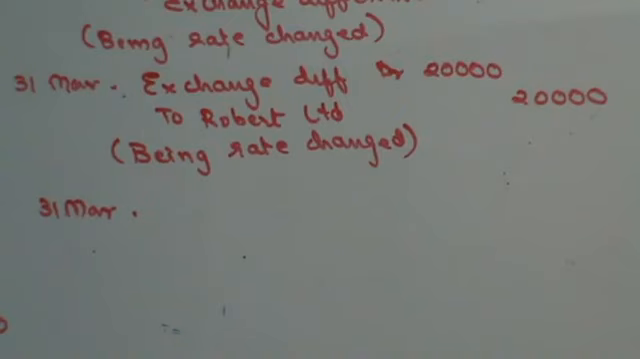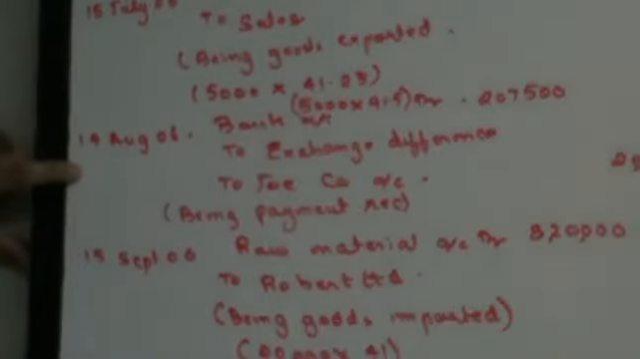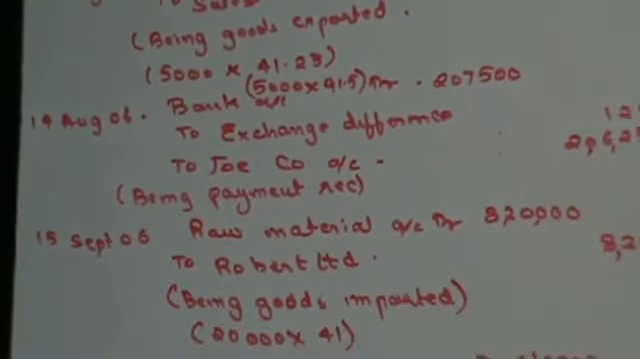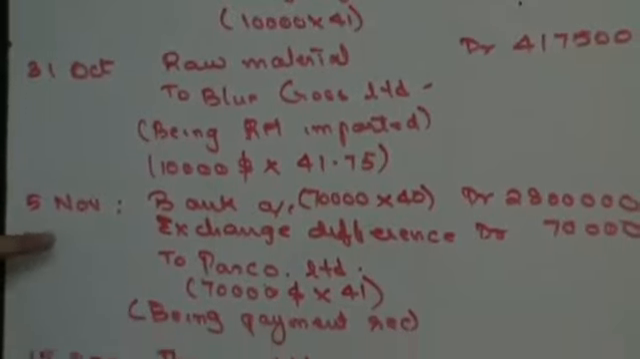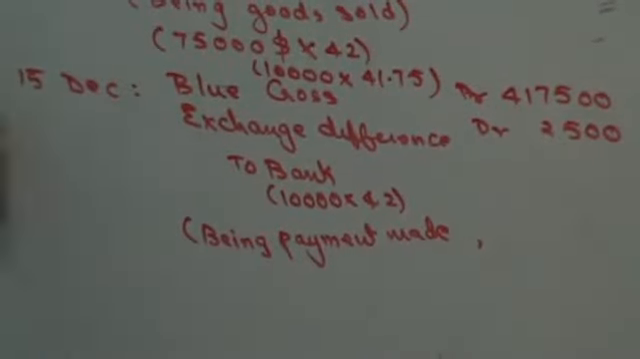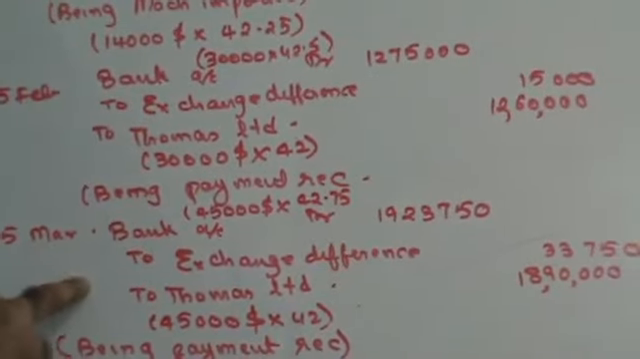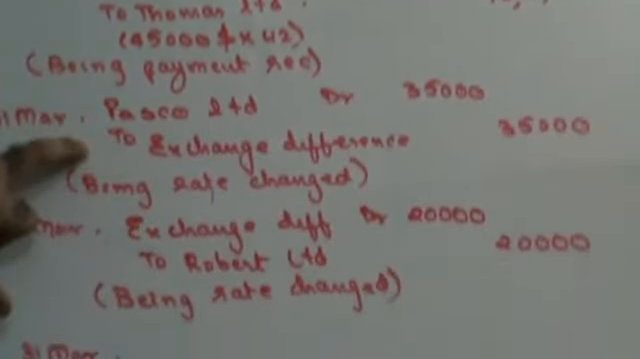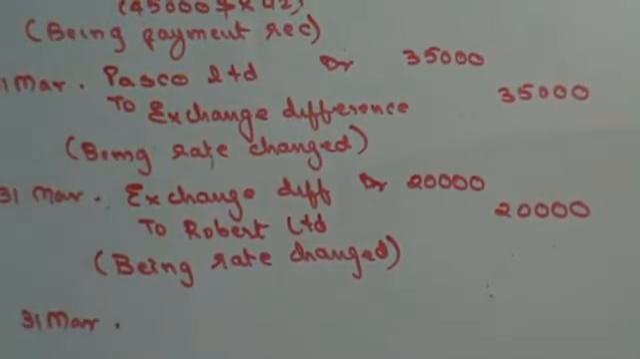Transfer all the exchange differences to P&L. Let's see this, guys. Someone please keep a calci in your hand and just go on adding. You made a profit of 1250, right? Then you made a loss of 70,000. Then you made a loss of 2,500. Then you made a profit of 15,000. Then you made a profit of 33,750. Then you made a profit of 35,000, and you made a loss of 20,000.